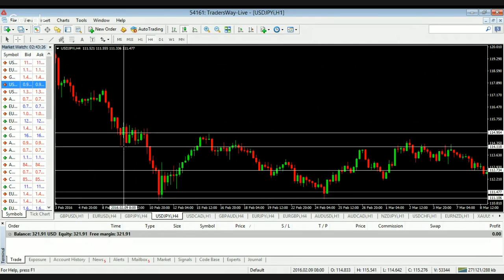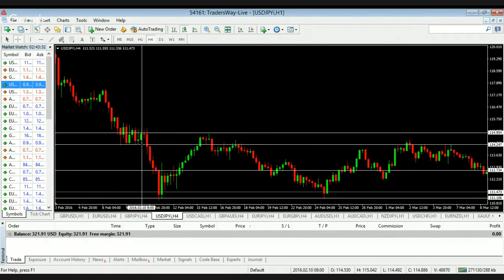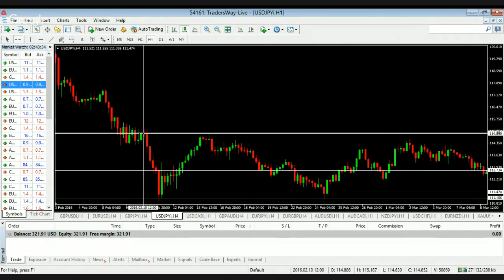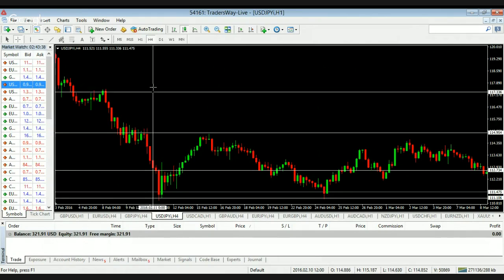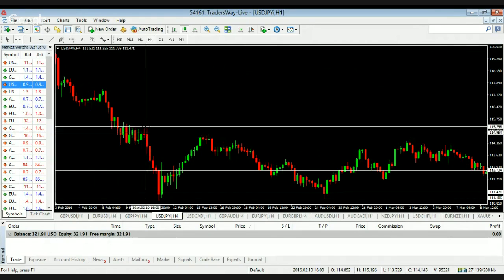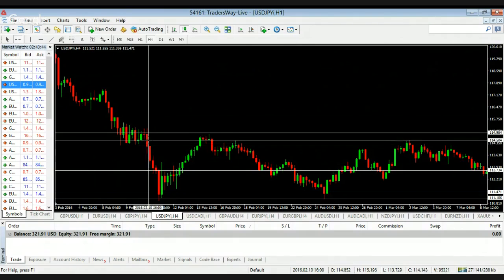So we're talking about 4, 8, 12, 16, 20, 24, 28, 32. So we're talking about almost a day and a half, 36 hours before it finally decided to say, hey, we're not going to go on an uptrend. And as you can see, a strong candlestick. So it broke down.